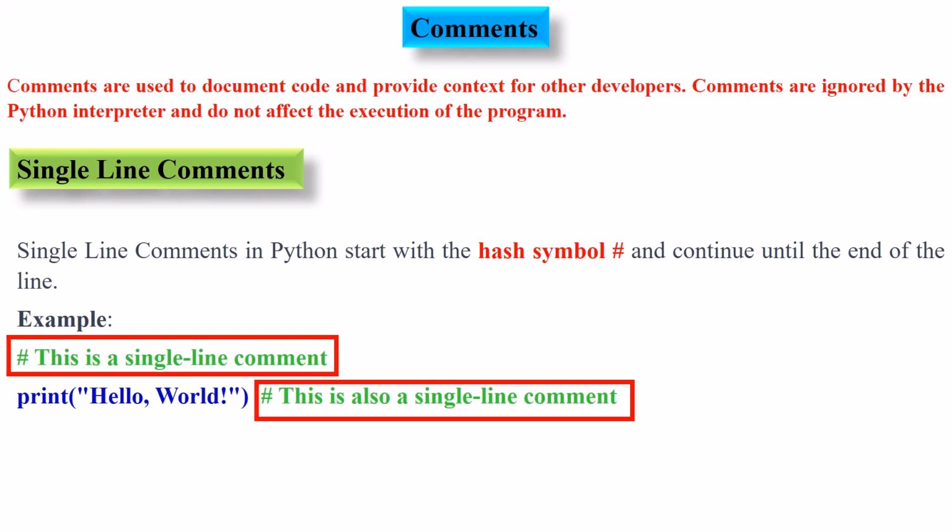Single-line comments in Python start with the hash symbol and continue until the end of the line. For example, #this is a single-line comment can be written either on the top, right side, or bottom of the statement.